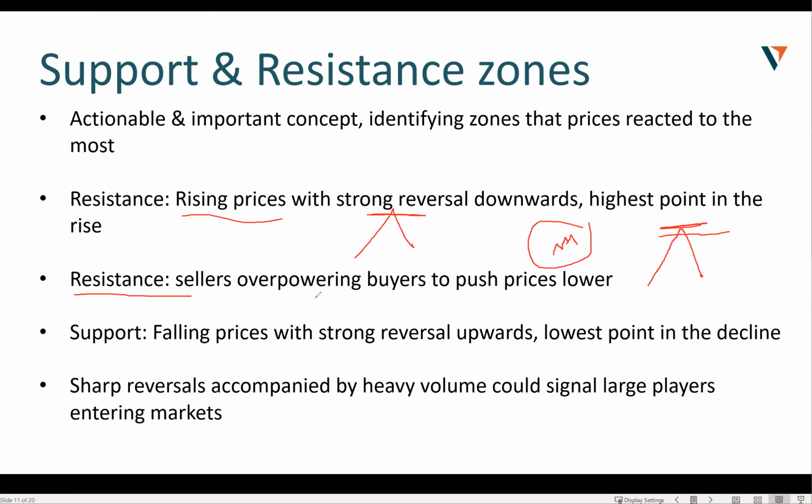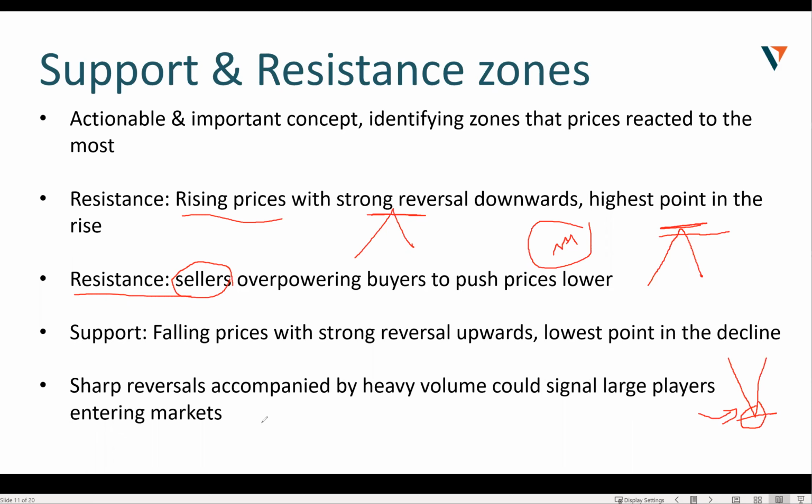So as we've mentioned on resistance, essentially you have sellers that are overpowering the buyers. So they push prices lower, and they're taking control of the market. For support, it's the other way. Usually you see strong falling prices coming into this region, and then coming into an area, you have a sharp, significant move up where buyers came in and pushed prices much higher.